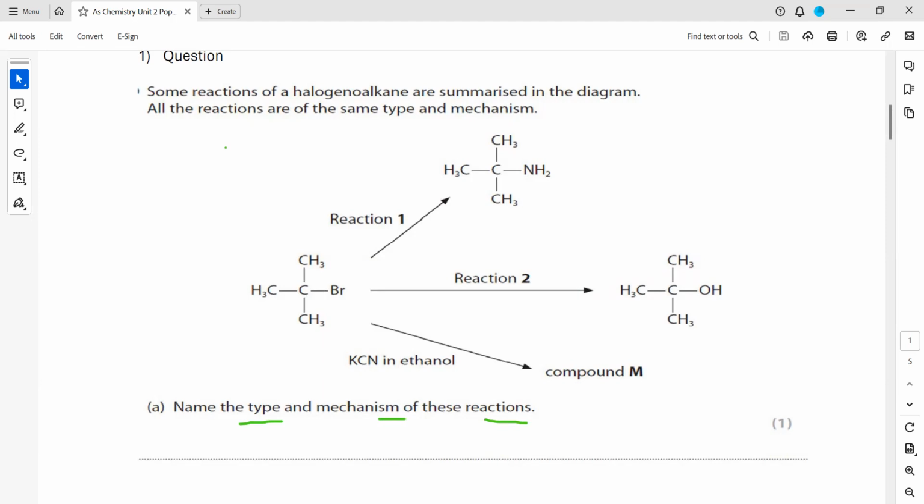So whenever we have the halogen alkane, which reaction do they undergo? A nucleophilic one. So the type of the reaction is nucleophilic, and the mechanism is a substitution reaction.